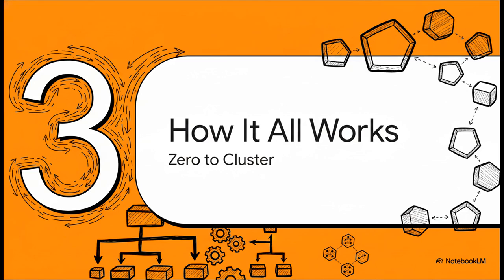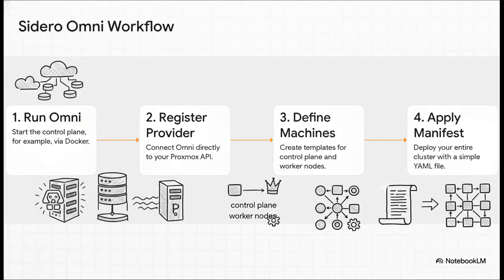Okay, so what does this actually look like in practice? How do we go from nothing to a fully running cluster? This is where you can really see just how elegant this whole thing is. And the workflow really couldn't be simpler. First, you get Omni running maybe just in a Docker container. Then, you tell it where your Proxmox server is. After that, you create some templates for what you want your control plane and your worker nodes to look like. And then, and this is the best part, you just apply a standard Kubernetes YAML file that describes your cluster. That's it. Omni just takes that file and makes it happen.